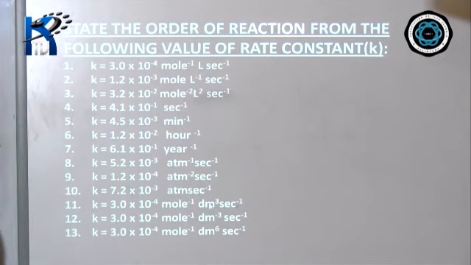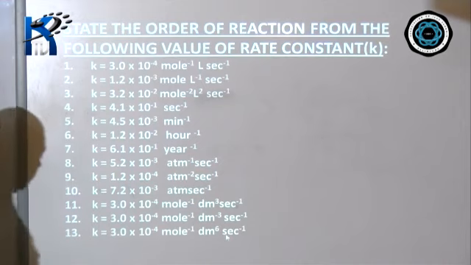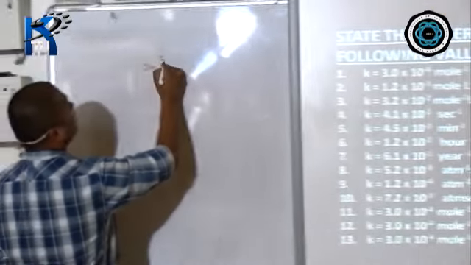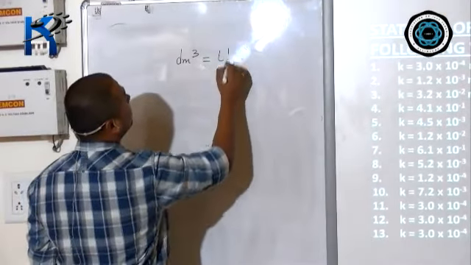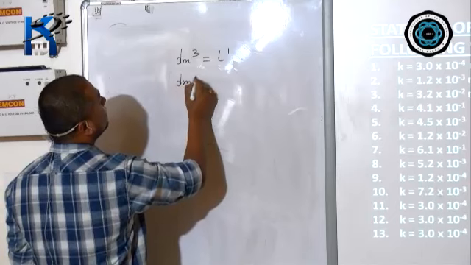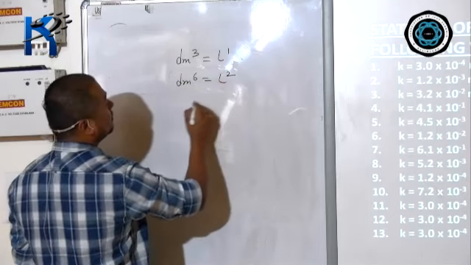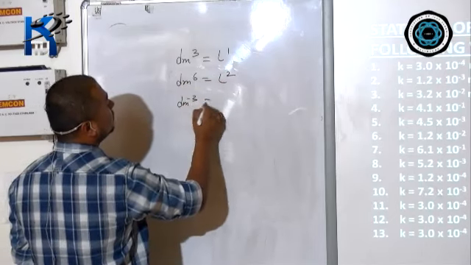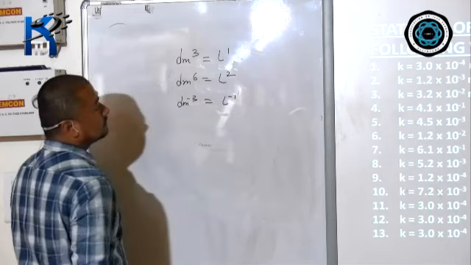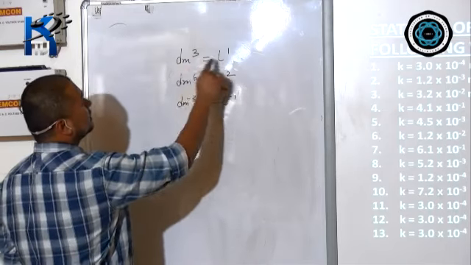Now decimeter cube. If you see out here, dm cube, dm inverse cube, dm to the power 6 is given. Now how to do it when decimeter cube is given? So always remember, first you have to convert into liters. So do remember, decimeter cube means liter to the power 1, decimeter 6 means liter to the power 2, and decimeter inverse cube means liter inverse 1. This is the relation between decimeter cube and liter.